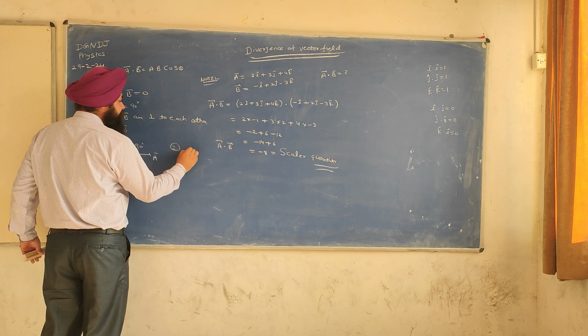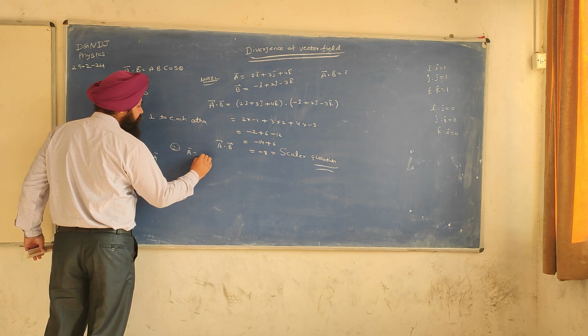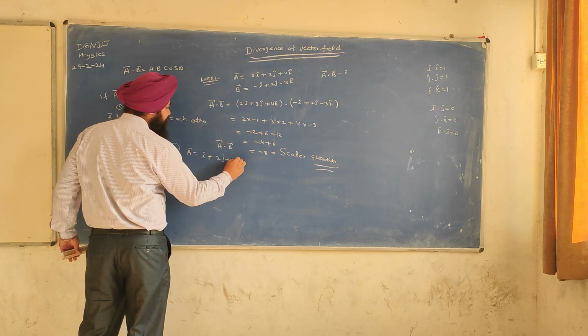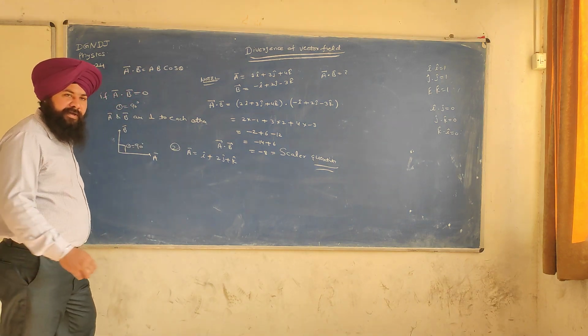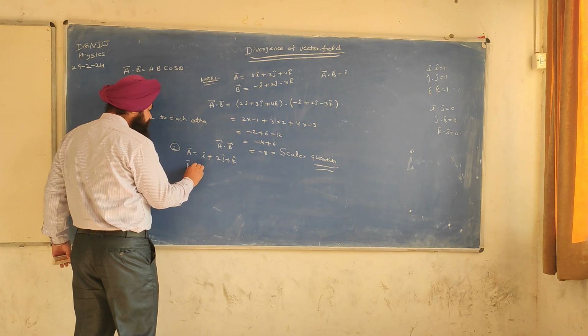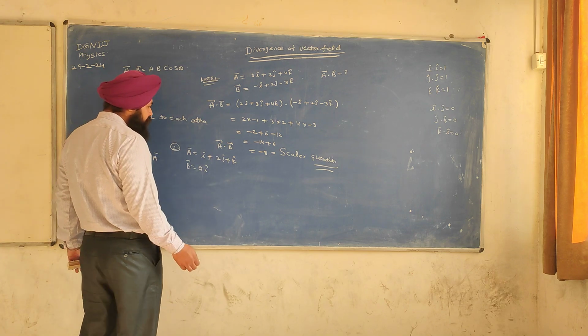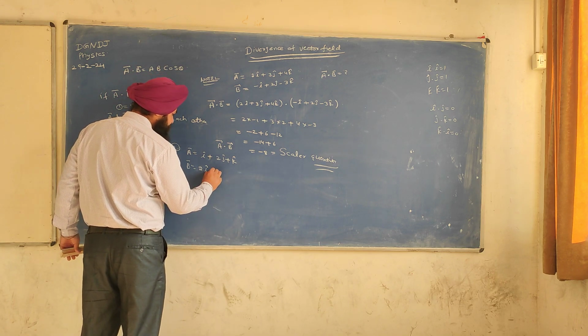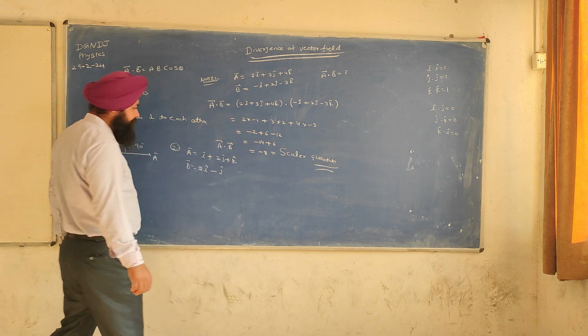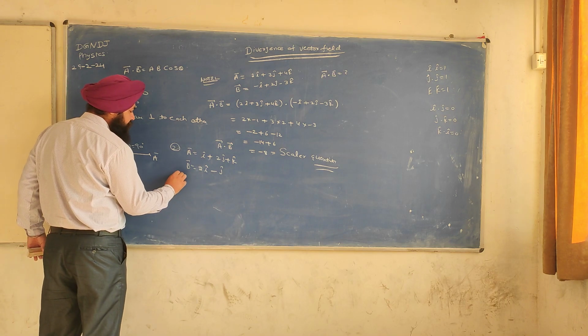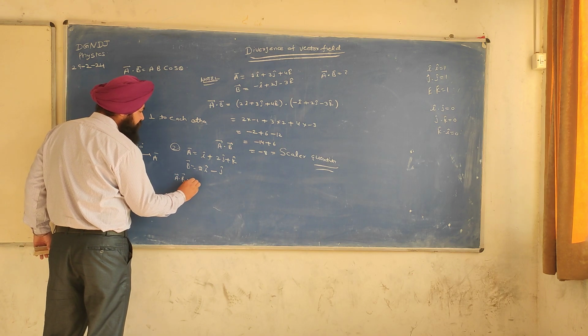Let us say I have another vector. A vector is equal to i cap plus 2j cap plus k cap. And I have another vector, 2i cap minus j cap. Now calculate a dot b. What is a dot b?